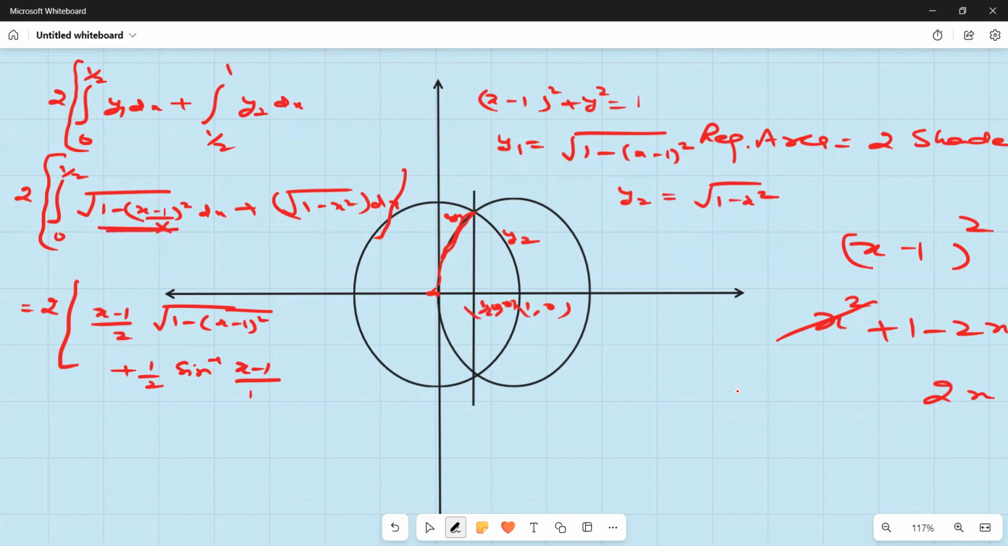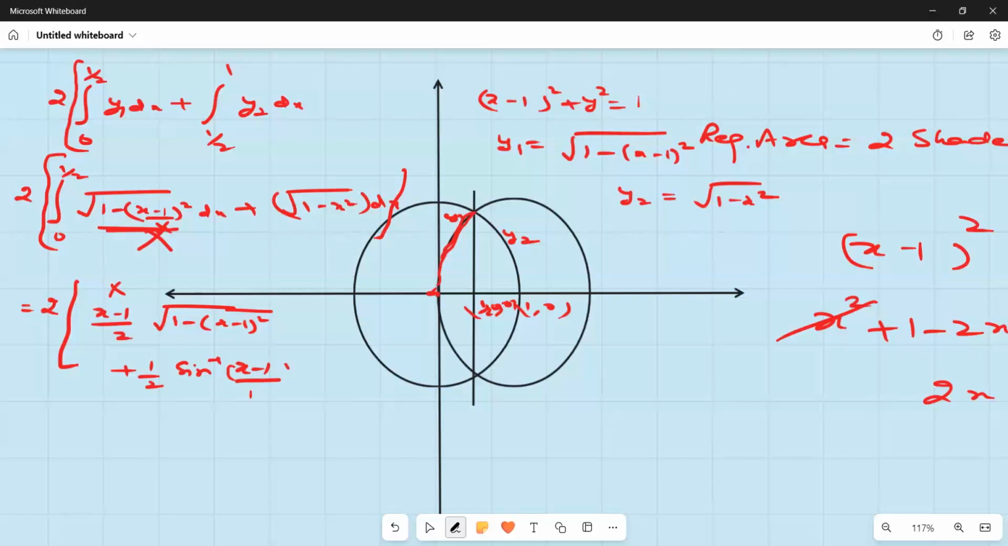I have taken this x minus 1 as capital X. So when I am saying x, that means I am saying capital X. x by 2. So x minus 1 by 2. 1 a square minus x square. X square is capital X only I am talking about. So x minus 1 whole square plus a square. A is 1. So a square by 2 is 1 by 2. Sine inverse x is again x minus 1 by, upon a is 1.